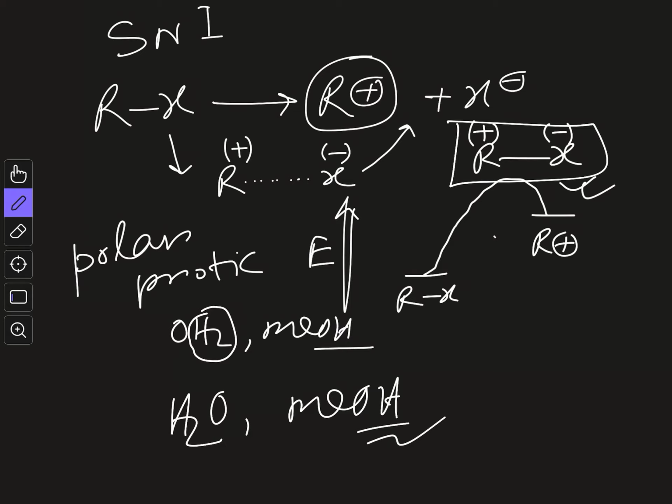SN1 reaction shows a high rate in this type of solvent, polar protic solvents, because both the intermediate carbocation will be stabilized in this solvent and the transition state will also be stabilized. So you will lower the energy of both the intermediate and the transition state, and both lead to the lowering of the activation energy. And if you can reduce the activation energy of a reaction, the reaction will be faster. So that's why in polar protic solvents like water and methanol, the rate of SN1 reaction is very fast.